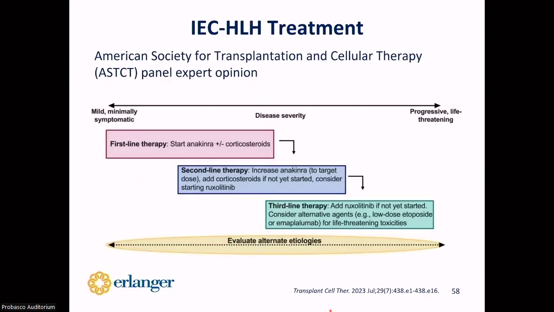So this is the same group. They have treatment recommendations of their own. Starting with first-line therapy, they recommend anakinra plus or minus steroids. After that, if that doesn't work, you can either increase your dose of anakinra or add corticosteroids or ruxolitinib, which we'll talk about momentarily. Third line, then and only then are they considering things like low-dose etoposide. One thing to consider here is that you could potentially kill all of your hard-earned or reprogrammed T cells. So we'd really want to avoid that in a lot of these patients.